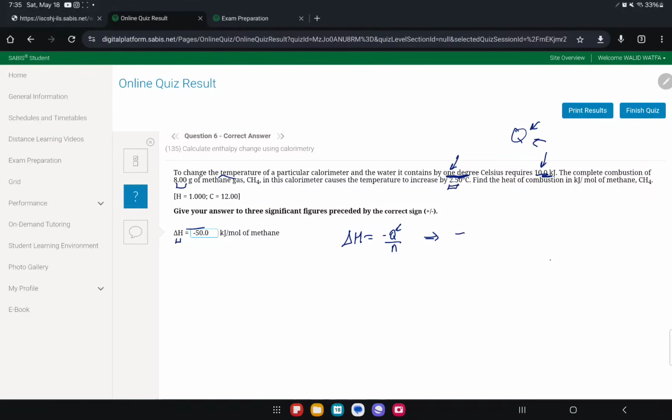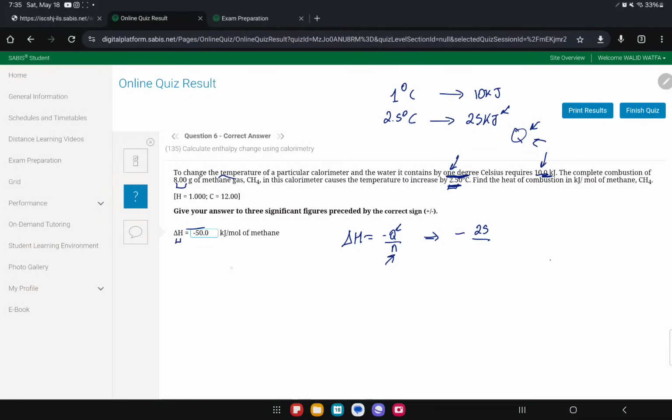Here they said 2.5 degrees Celsius. So how do you write 1 degree Celsius? It gets me 10 kilojoules, right? How about 2.5 degrees? 2.5 degrees Celsius gets me 25 kilojoules. Okay, so my Q is actually 25. So I can put 25 over n.